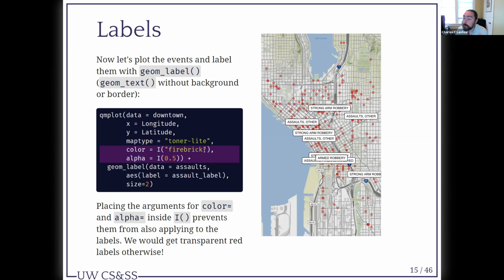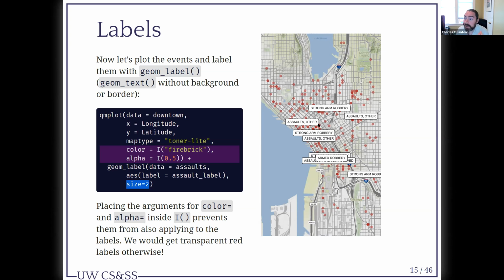The thing I'm adding here that's new is geom_label. geom_label is not specific to geographical data or anything. You can use it on any plot you do. It draws labels wherever your data are. I say my data equals just my assaults data. Notice I'm using my downtown data that has all of my crimes, but I'm only using assaults down here. So that's why there's not a label on every single point in downtown. And then I say aes label equals my assault label. Size 2 makes these plates a particular size. If you increase the size, the plate and the text would be bigger. Make it smaller, the plate and the text would be smaller.